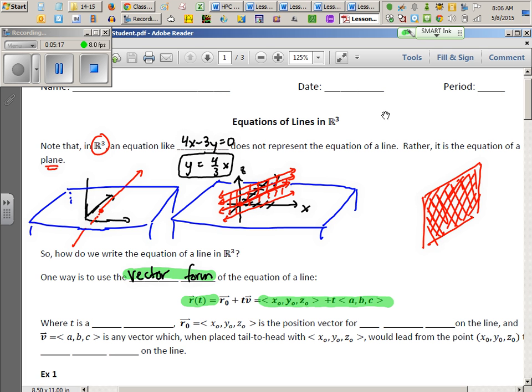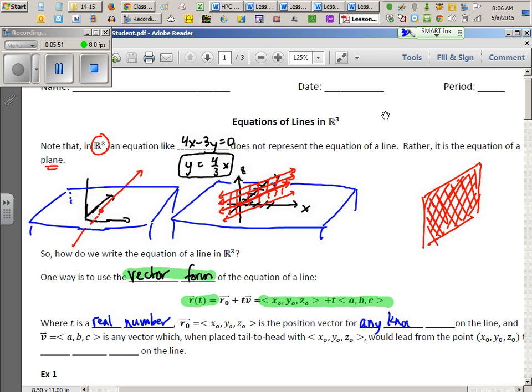So I don't want this to be confusing. After I fill in this little paragraph, I'll explain in my own words kind of what it means, and I think it will make sense to you. So t is just any real number. So it's a scalar, it's a number. And r naught is the vector <x naught, y naught, z naught>, which is the position vector for any known point on the line.